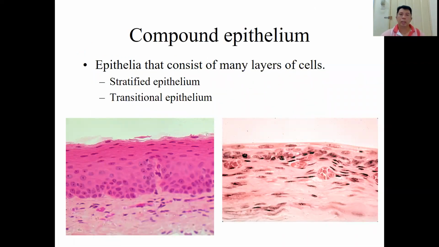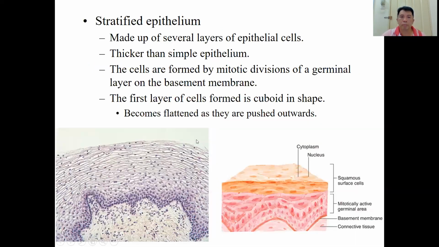Then the next one is the compound epithelium. That means here I show you the two types. One is a stratified epithelium, and another one is a transitional epithelium. Both types of epithelia consist of many layers of epithelial cells. Stratified epithelium is made up of several layers, thicker than a simple epithelium. The cells are formed by mitotic divisions of a germinal layer on the basement membrane.